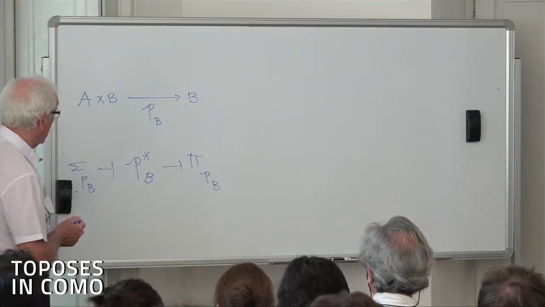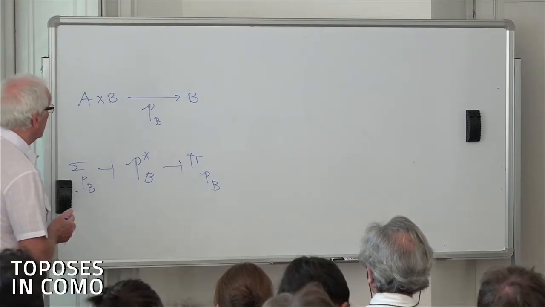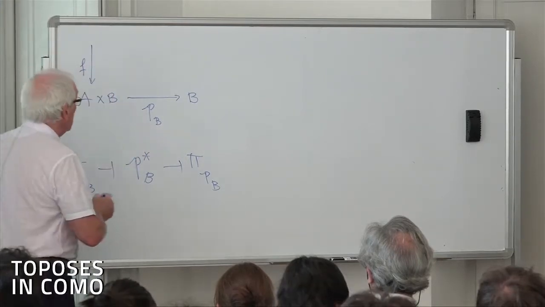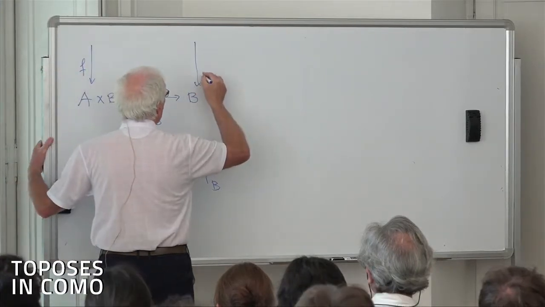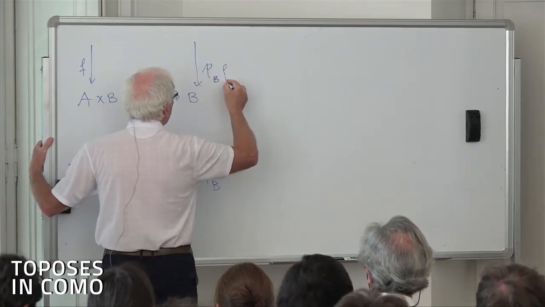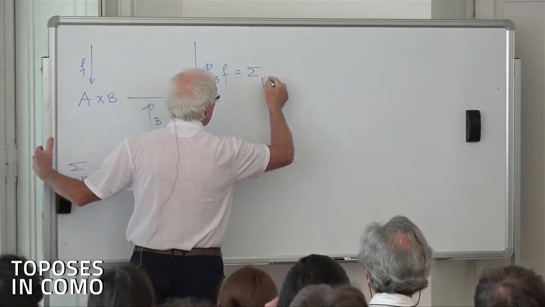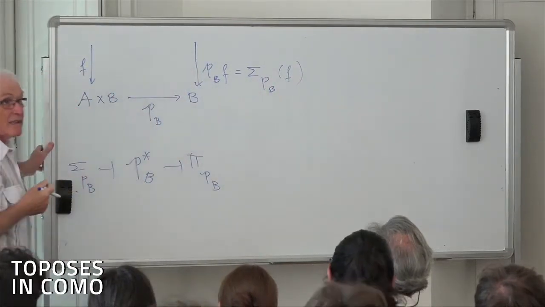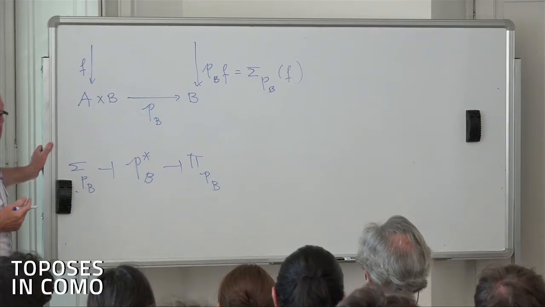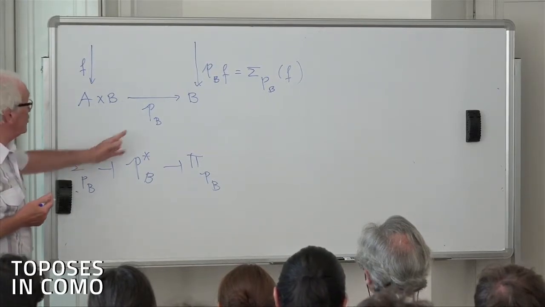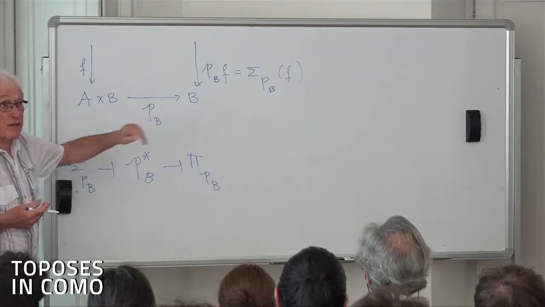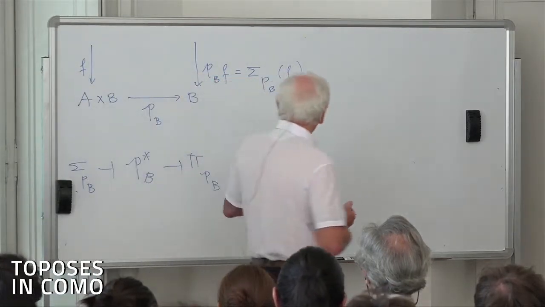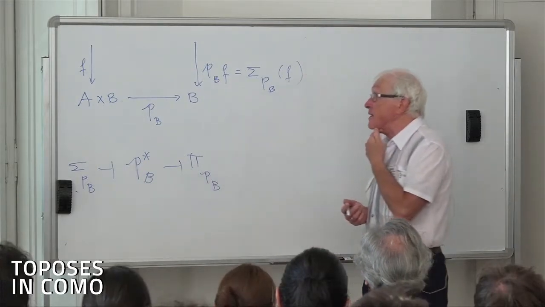If you have a morphism F, you have here PB F. This is sigma PB of F. That's just routine computation. The left adjoint to the pullback is simply composition. So that's very easy. But the construction of pi is very difficult.